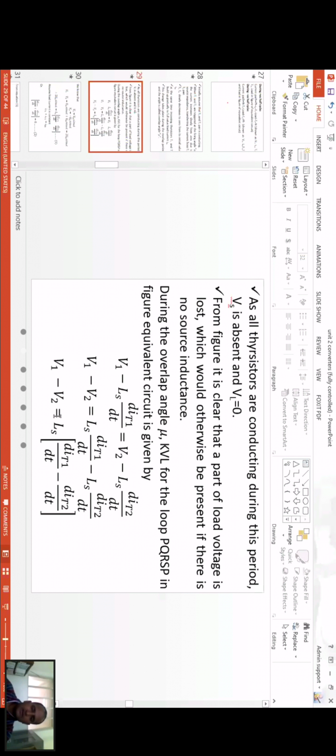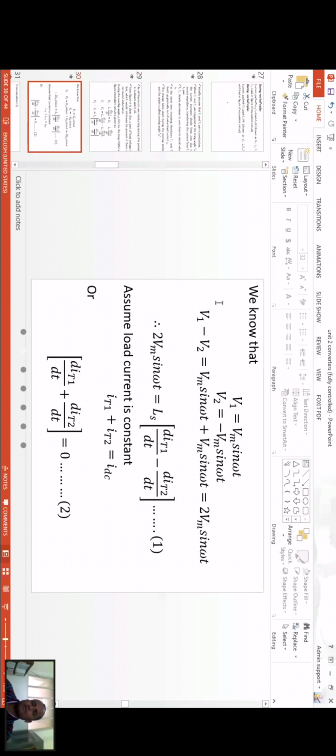Similarly, v1 equals Vm sine omega t and v2 equals minus Vm sine omega t. If you replace these in the equations, you'll see 2 Vm sine omega t equals Ls di/dt, which we have found. If you assume the load current is constant, I_T1 and I_T2 equal to I_DC, then we'll find this equals 0.